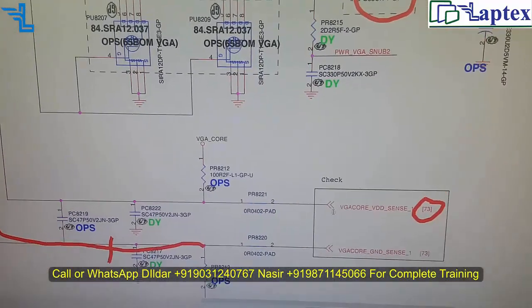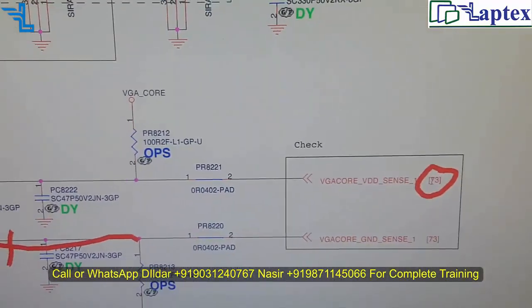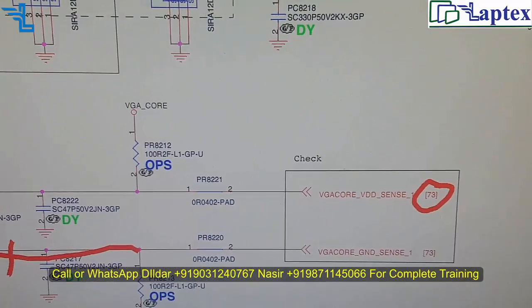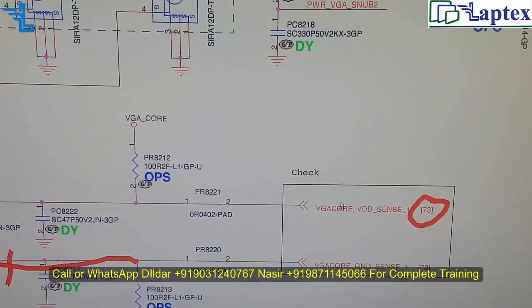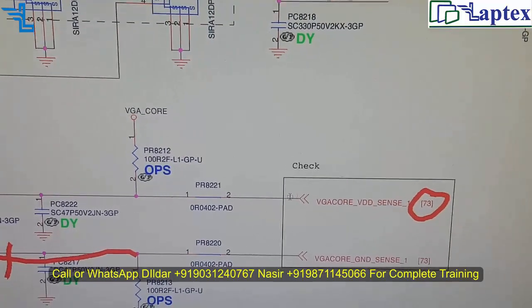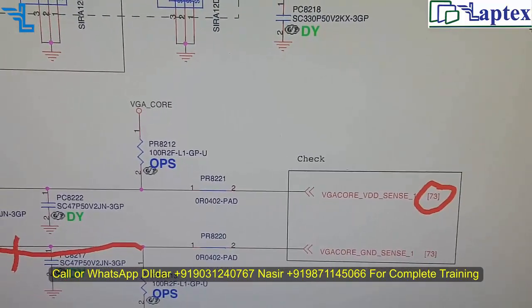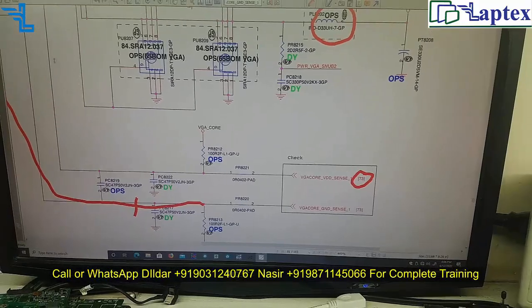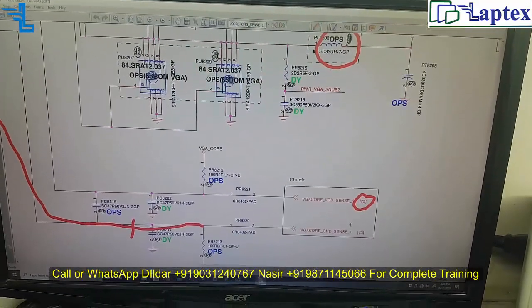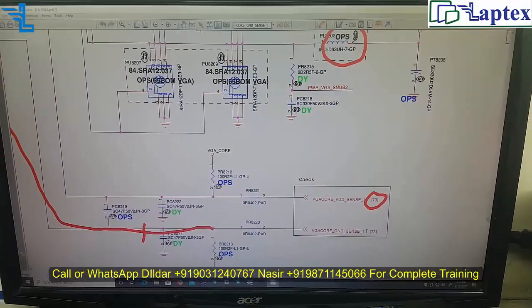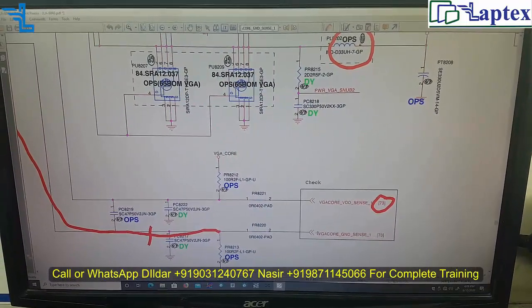If this signal, coming from the GPU itself, is not connected to the IC, or the GPU is not sensed by the graphic IC, then the GPU regulator will not generate the voltage. So this is the function you will find here.